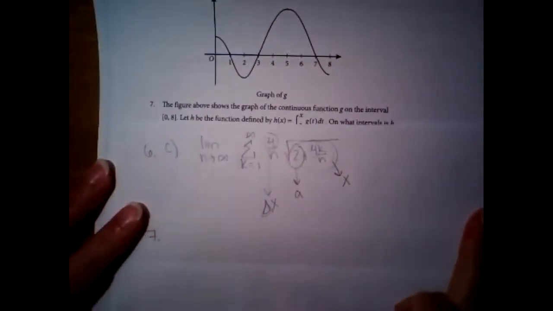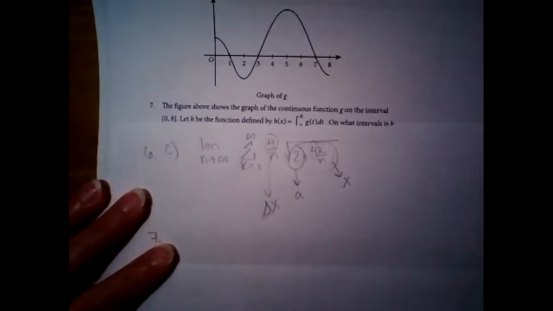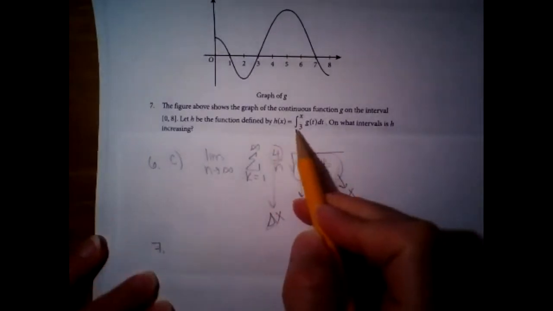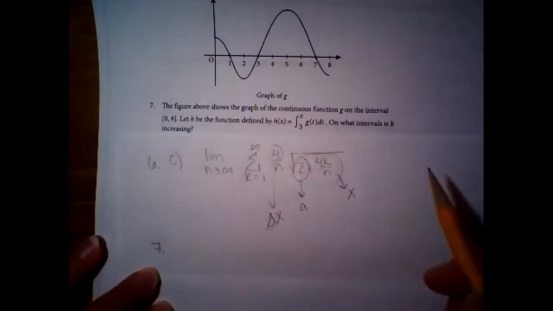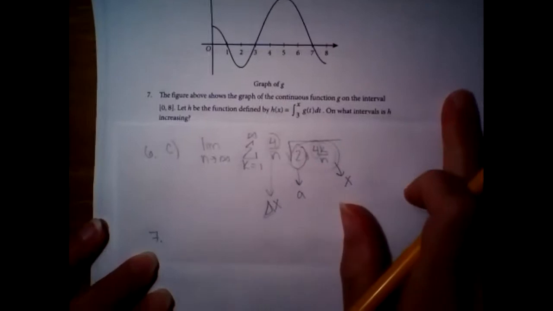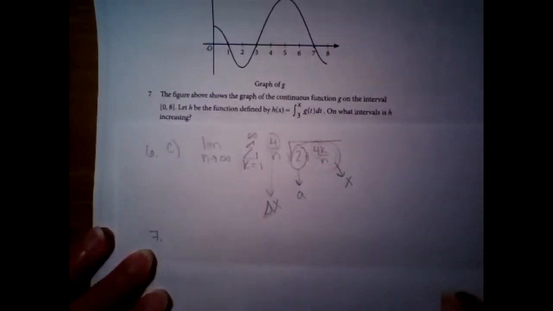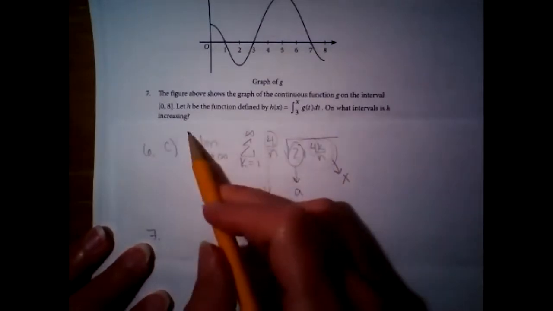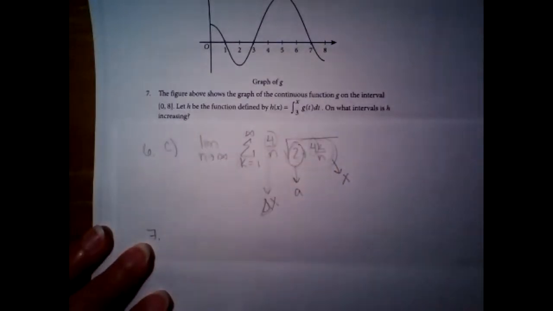All right, number 7. The figure above gives the graph of the continuous function g on the interval 0 to 8. Let h of x be this accumulation function. Accumulation starts at 3. On what intervals is h increasing? Increasing means that your derivative should be what? I'm going to throw this question at you. This is the first one I'm throwing at you guys. If your function is increasing, what should be going on with your derivative?